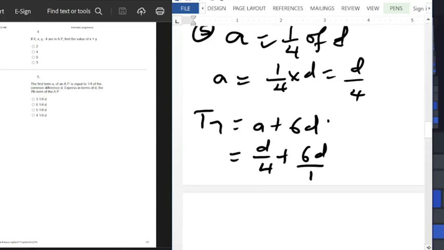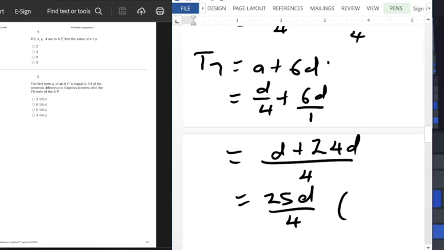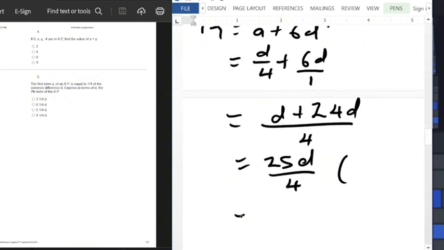So we now find the LCM. The LCM of 1 and 4 is 4. So that is d plus 4 times 6d, that is 24d, which equals 25d all over 4. So 25 over 4 is the same thing as 4 into 24, that is 6, remainder 1 over 4 d. So the answer is 6 whole number 1 over 4 d. That is option B. So that is that on the correction to the given test. Thank you.